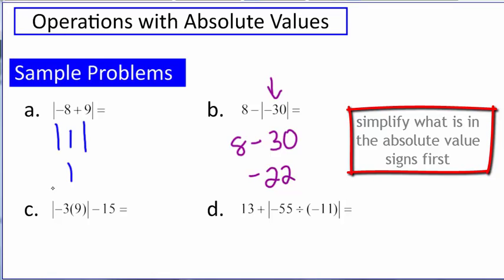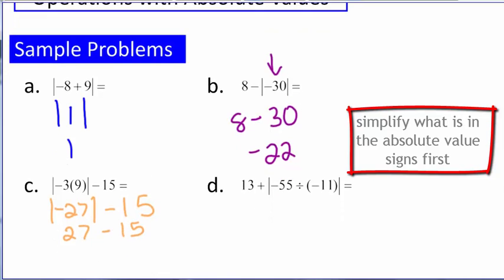Letter C, the absolute value of negative 3 times 9 minus 15. Again, simplify what's inside the absolute value signs first. Negative 3 times 9 is negative 27. So now I want to find the absolute value of negative 27 minus 15. The absolute value of negative 27 is positive 27. And positive 27 minus 15 is going to get me to a positive 12.